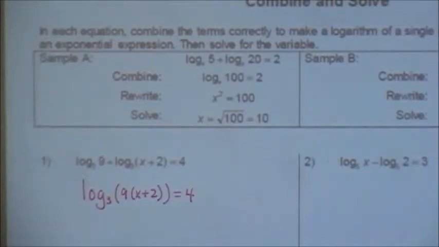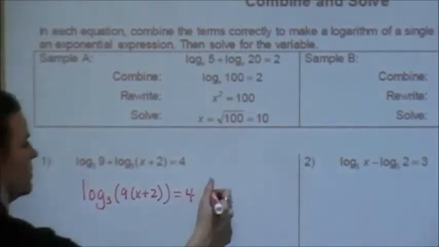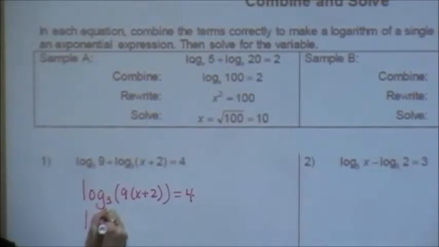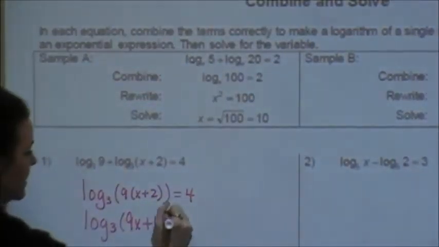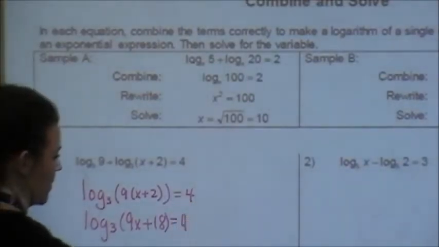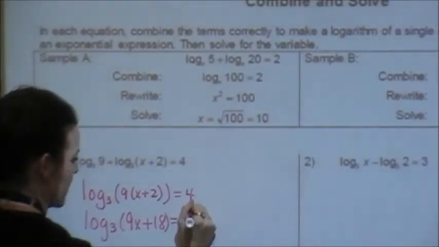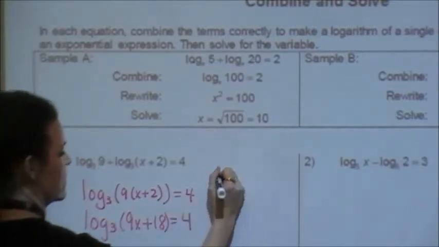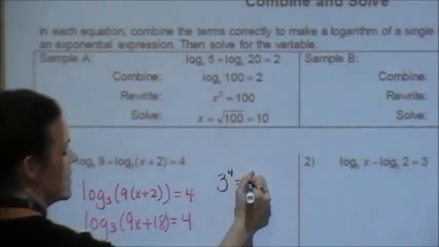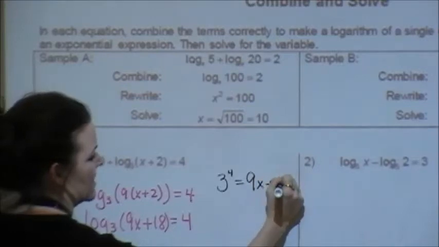Now I'm going to go ahead and distribute that 9. So log base 3 of 9x plus 18 equals 4. Once you have it as one logarithm, then you can rewrite it as an exponential. So remember, your base is your base, your answer is your exponent. So I'm going to rewrite this as 3 to the 4th power equals 9x plus 18.